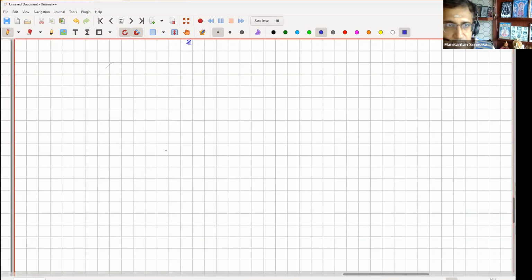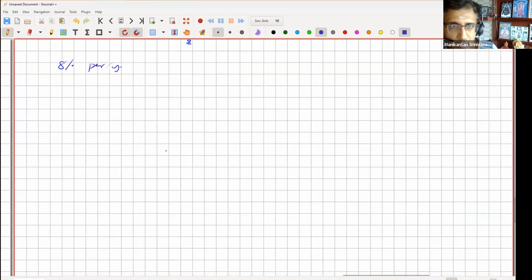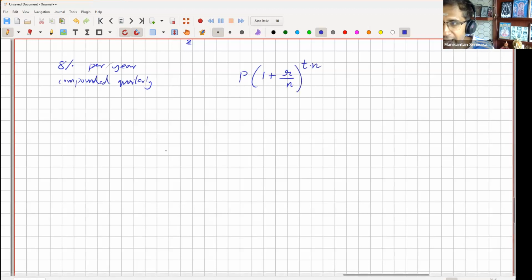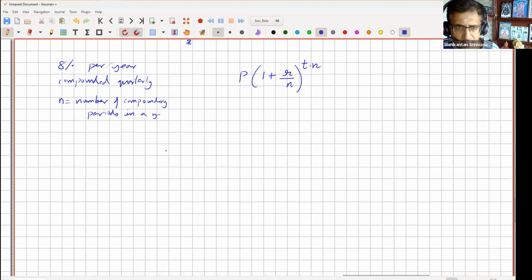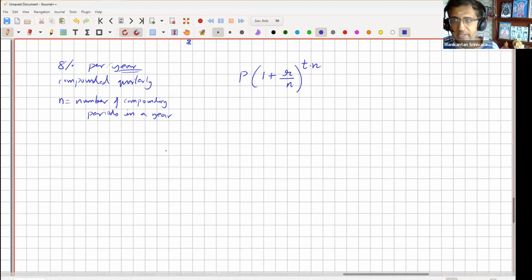Okay, so it's 8% per year, compounded quarterly. So you have to change your formula slightly. In this case, it becomes P times (1 plus R by N) power T times N, where N is the number of compounding periods in a year, right? I say year because this rate of interest is defined per year.